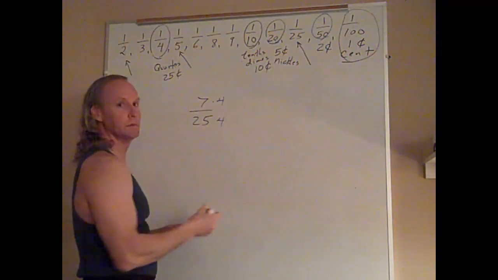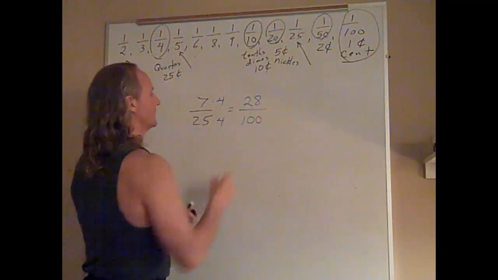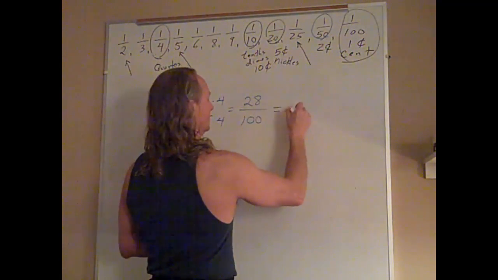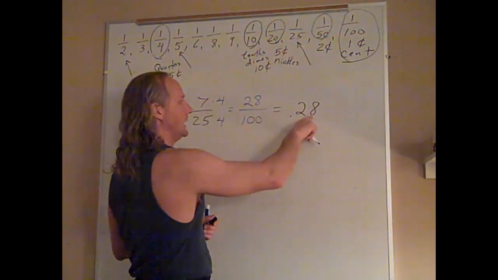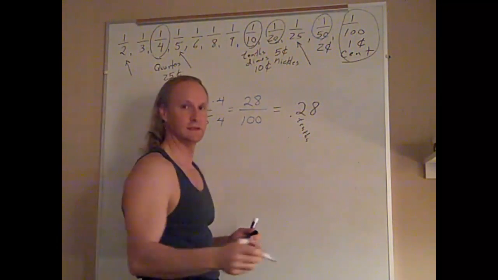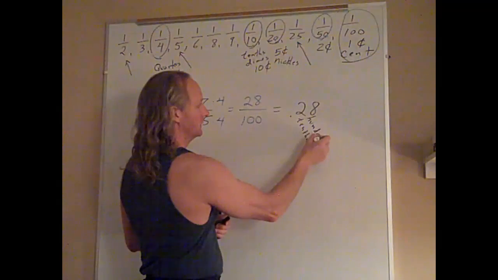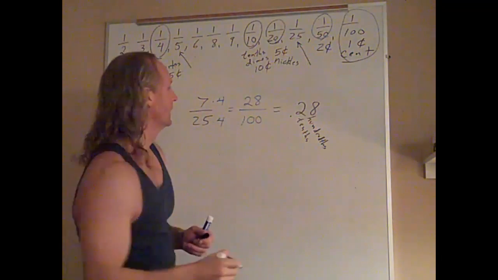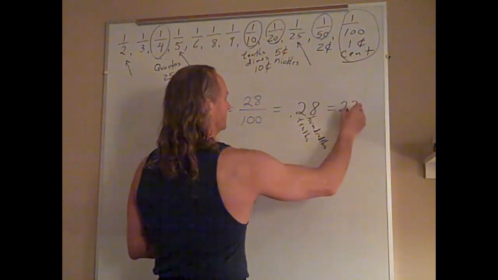And 7 times 4 makes 28. That gives me 28 over 100. We can read that as 28 hundredths. And when we read a decimal, this decimal is literally read correctly as 28 hundredths because this is the tenths place. Tenths with a TH, sound like Sylvester. Hundredths, with that TH at the end. This is 28 hundredths. It's also read 28 cents.